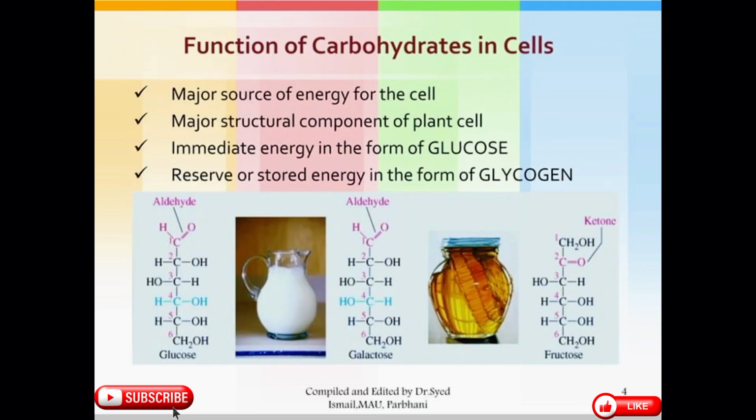Function of carbohydrates in cells. They are a major source of energy for the cell, because carbohydrate is converted into glucose and glucose is converted into ATP, and ATP is the energy currency of the cell. They are a major structural component of the plant cell, which is made up of cellulose. They provide immediate energy in the form of glucose, which is a type of carbohydrate. Reserved or stored energy is in the form of glycogen, a complex carbohydrate stored in the liver cells as well as in the muscle cells.